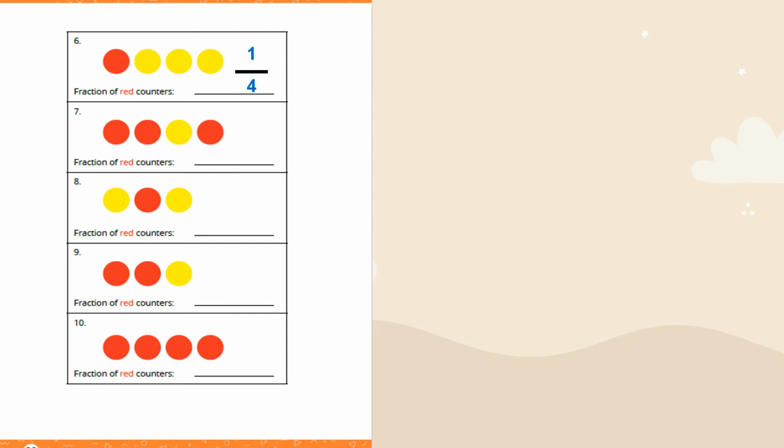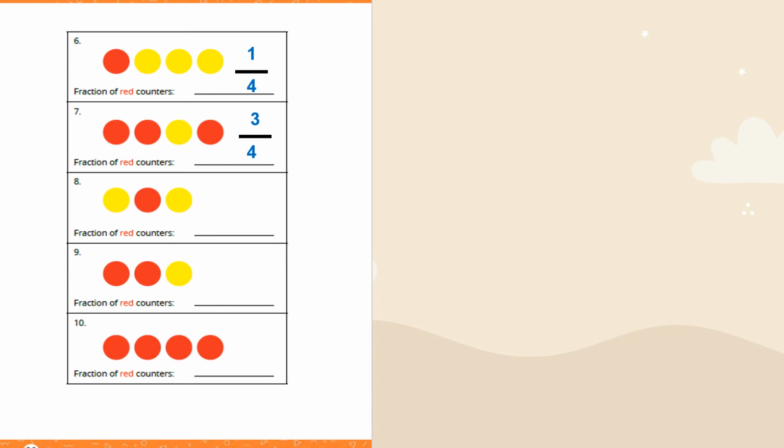Here, the fraction of red balls. Remember first the fraction bar. Then how many balls do I have? 1, 2, 3, 4. 4 red and yellow. And how many red? 3. 1, 2, 3. So I will write 3 over 4.